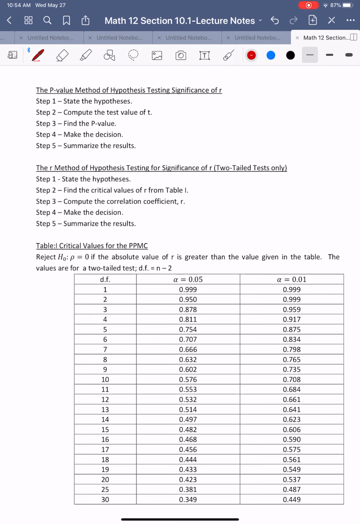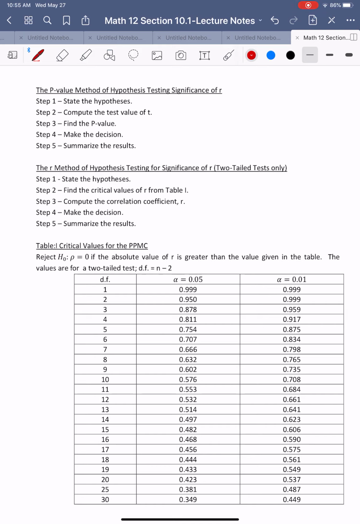Step 1 is state the hypothesis. Step 2, find the critical values of R from table 1. Step 3 is compute the correlation coefficient R. Then step 4, make the decision. And then step 5 is summarize the result.